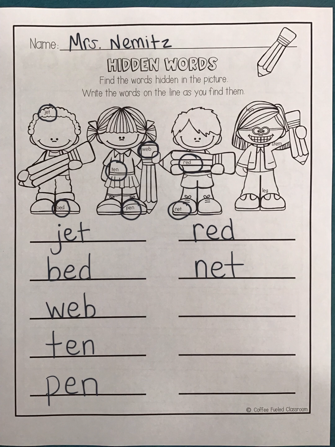Our next student over, in her hair, I see the word hen. H, e, n, hen. On her shirt, I see stem. S, t, e, m, stem. S, t, e, m, stem.